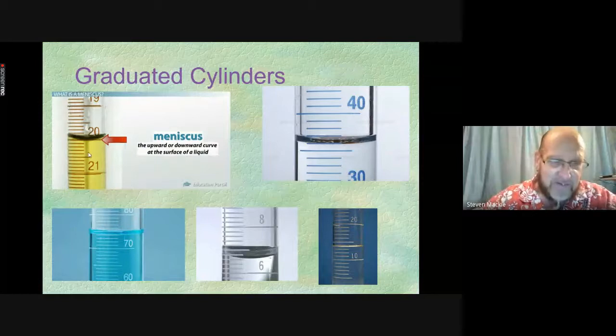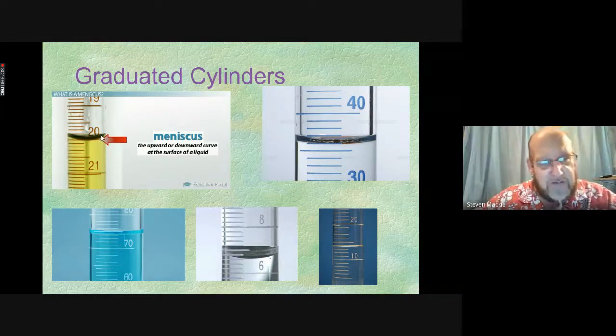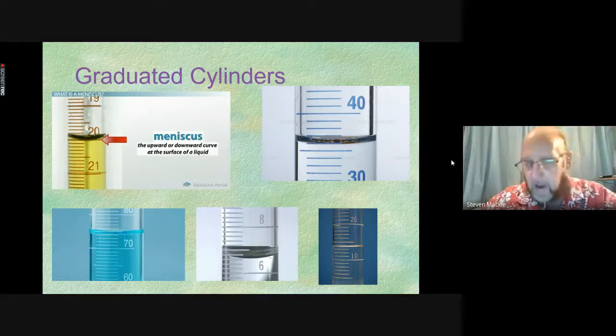This one's kind of nice because they colored it. Look, here is the downward curving meniscus, right? It's the upward or downward curve of the surface in a liquid, but in this case, if it's liquid water, then it is a downward curve.